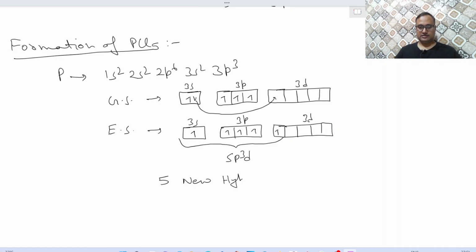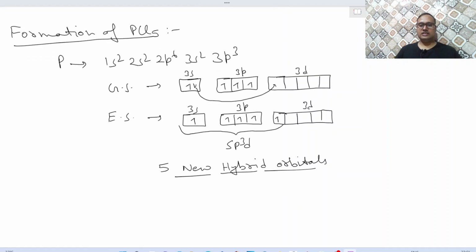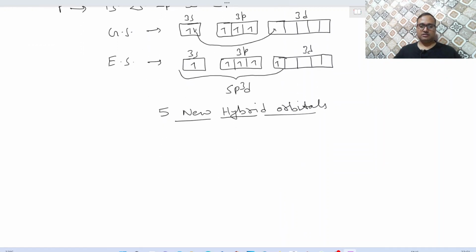As in total 5 orbitals are involved in the hybridization, we will get 5 new hybrid orbitals. They will align themselves in 3 dimensions in such a way that they have minimum repulsion and maximum stability. So they will acquire a trigonal bipyramidal geometry, which appears like this.